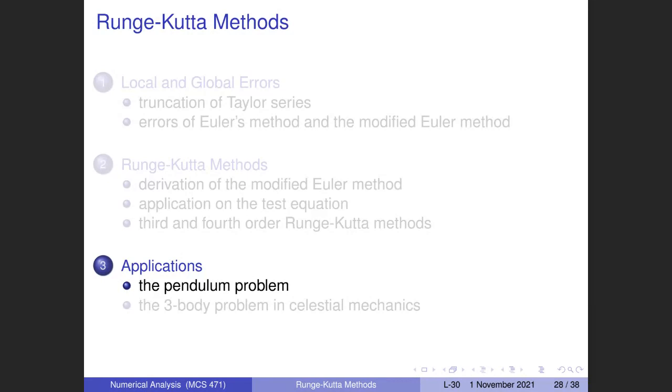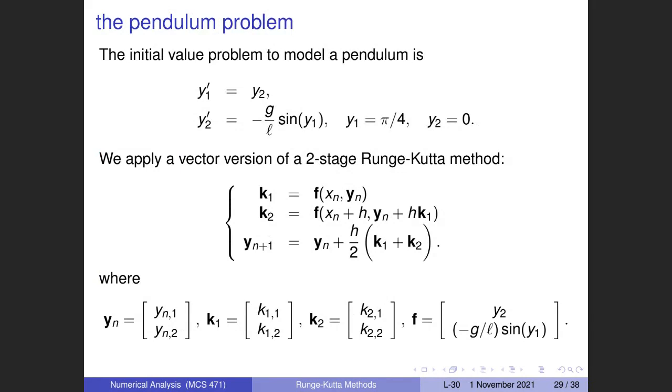All right, 10 minutes left for our applications. The pendulum problem is a second order equation. We have used this as one of our examples to obtain a system of 2 first order equations. Because it's a second order problem, we need 2 initial conditions. Our first variable is the position, the second variable is the velocity.